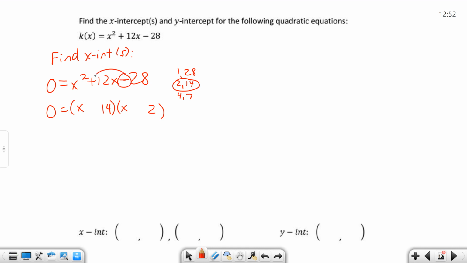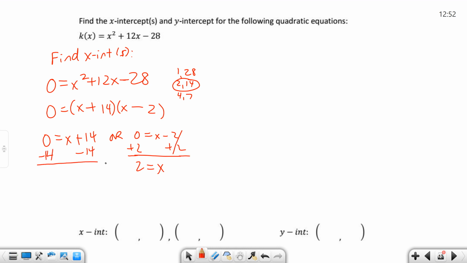All right, then the signs are different. Bigger number gets a plus, okay? So 14 gets a plus, 2 gets a minus, and then I just set each one of these things equal to 0, and then solve each one of them. And I know some of you don't want to write all these steps down, and that's fine as long as you don't miss it, okay? So x is negative 14 or x is 2. Don't put the 2 here. That's not where that goes. It's negative 14 for x or 2 for x.